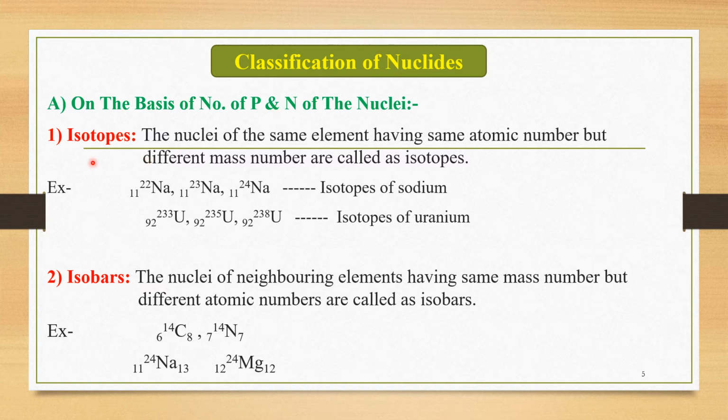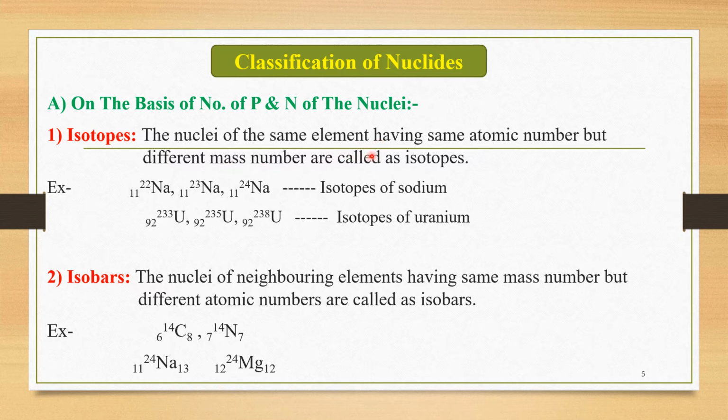The first classification consists of the important concept called isotopes, and this is the first type of nuclides. Now, what is meant by isotopes? The nuclei of the same element having the same atomic number but different mass number are called isotopes. Isotopes are made up of the same element but they have different mass numbers.